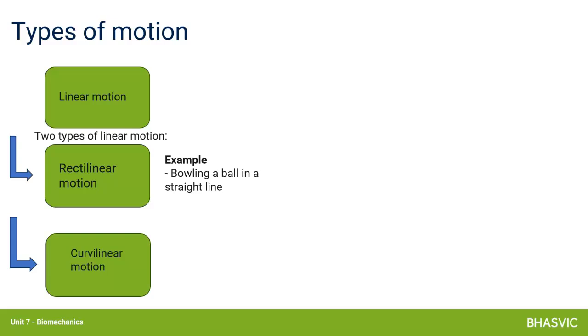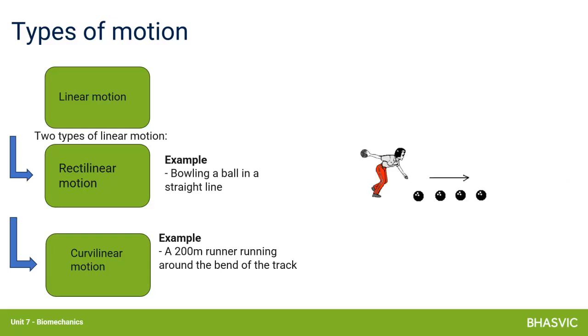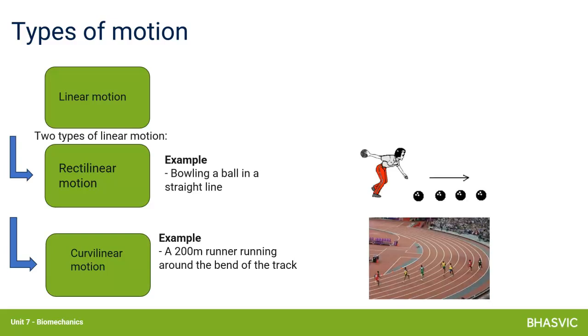Curvilinear motion is defined as a movement along a curved line. An example of this is a runner sprinting around a 200-meter bend of a race. For example, Usain Bolt. When Usain Bolt runs along 200 meter, he has to perform flexion and extension sufficiently to gain the most power and speed. This would give him the best chance of winning the race.